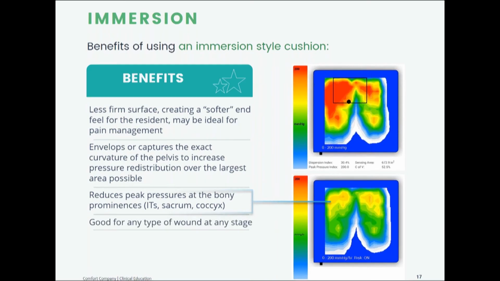As well, this type of cushion is good for any type of wound at any stage. So you're not running into that issue of if they have a trochanter wound, you've got to be careful, because it doesn't matter if it's a trochanter wound or a coccygeal wound, it's going to immerse wherever that wound may be at any stage. As well, it may be easier for an independent transfer because it's really not stabilizing you, locking you into a position to prevent unwanted movement. It's allowing you to have a little bit more freedom of movement.